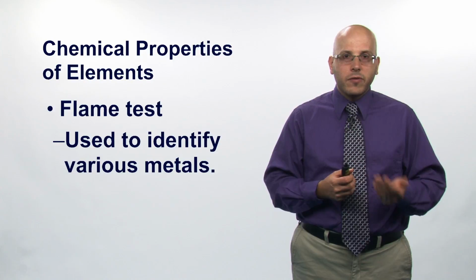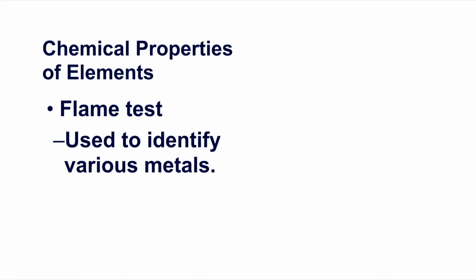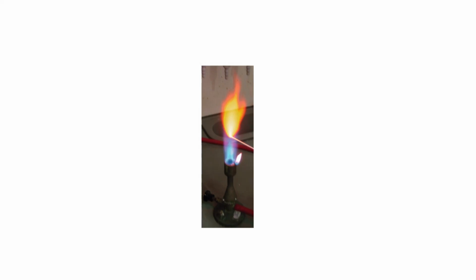I'll give you an example of that right now. Here you can see a flame test. This is the normal color of the Bunsen burner, kind of this bluish purple flame. And then on top you can see what happens if you spray an element on it. I believe this is sodium. And you can see this very bright yellow-orange color that emerges.